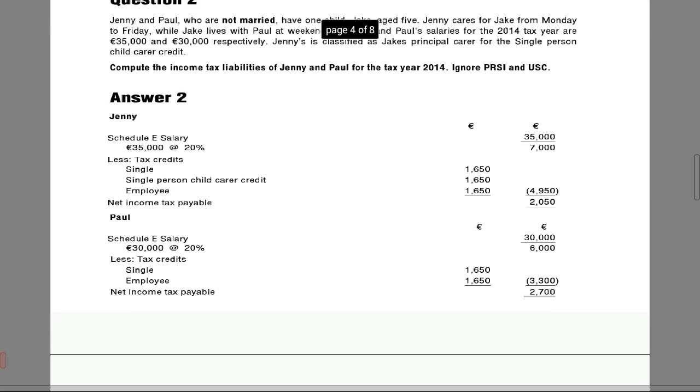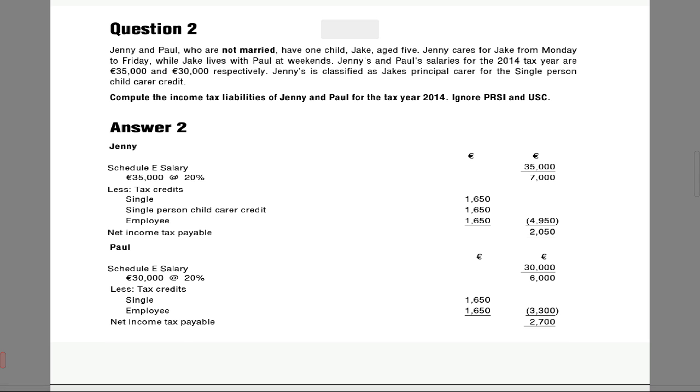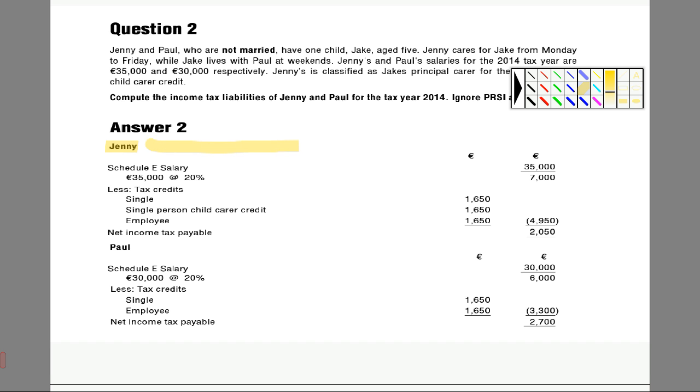Let's deal with Jenny first. What do we know about Jenny? Well, several things. The first one is that, in effect, she's going to be taxed as a single person. So what does that mean for her income tax computation? Well, basically, let's just set it up. I might have written here, perhaps, income tax computation. What do we do first? Let's just put her income in, her gross income. That's her salary at 35.